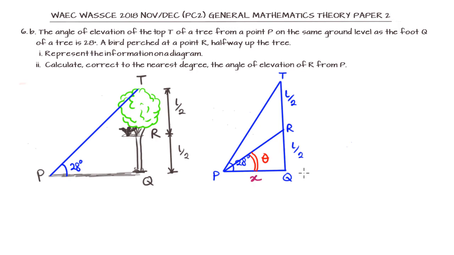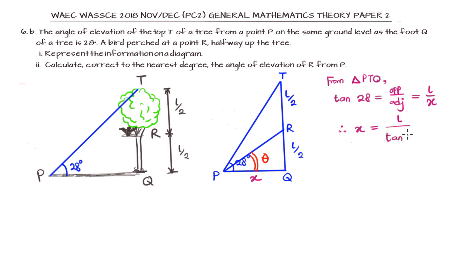If we call the adjacent of our diagram x, you can look at the two triangles, the bigger triangle and the smaller triangle, and find a relationship between our theta, our x, and the length of the tree and its half length. And from the bigger triangle PTQ, you can say we have the opposite and the adjacent. We want to use tan, but for the bigger triangle it is tan 28. Tan 28 will be opposite over adjacent, and the opposite for the bigger triangle is L, that's the whole of the opposite. So that will be L over the adjacent, which is x. So from here we can say that our x, which we introduced ourselves, is L over tan 28.